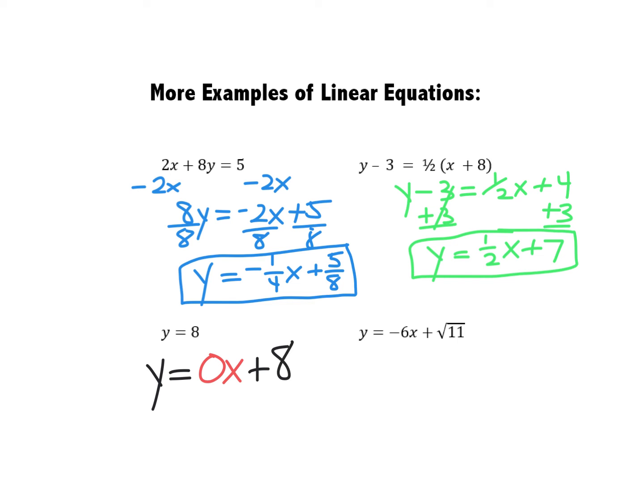And so it would just be y equals 0x plus 8. We don't need the 0x, which is why you just see y equals 8. And the other one is definitely in y equals mx plus b form. My m right here is the -6, and my b is the square root of 11. I didn't say that it had to be a number that was easy. So that is fine.